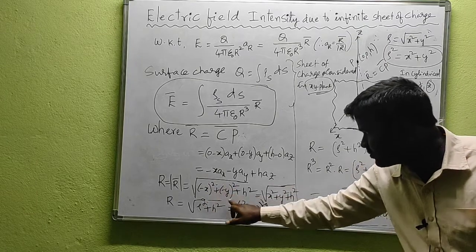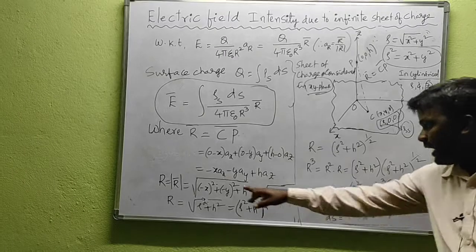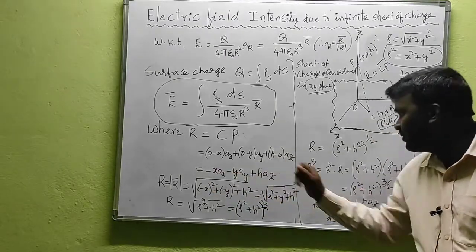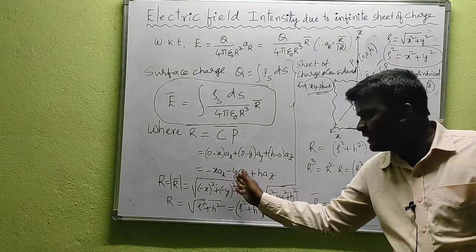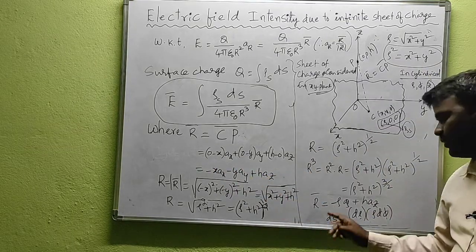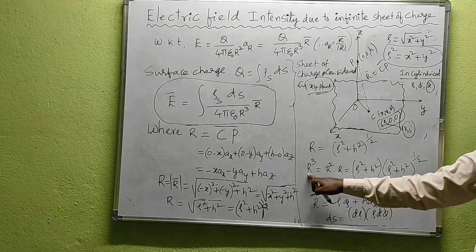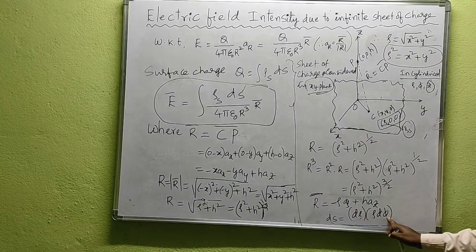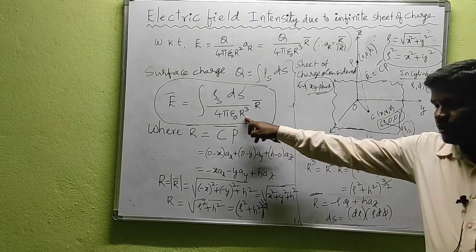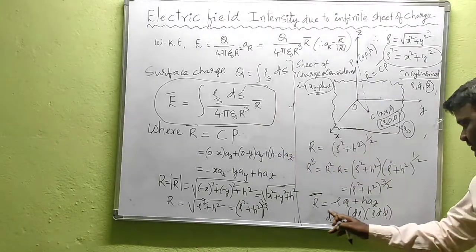Or else here we have minus x square minus y square. Here, minus x a x minus y a y: as we have the negative sign for x and y, and x and y are related to this rho, as these elements have the negative sign, you need to take the negative sign for this rho. So that's why minus rho a rho plus h a z. This is r bar, and this is ds, the differential surface area normal to z, and we have r cube.